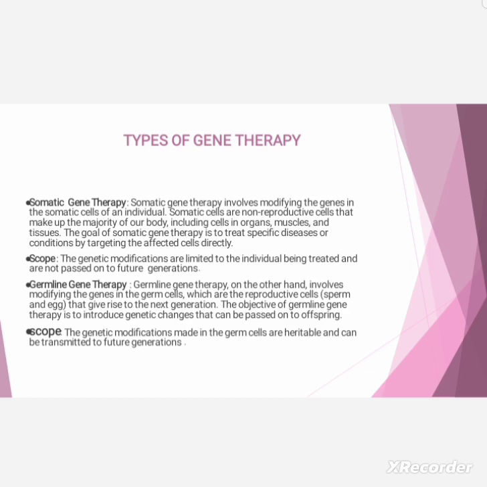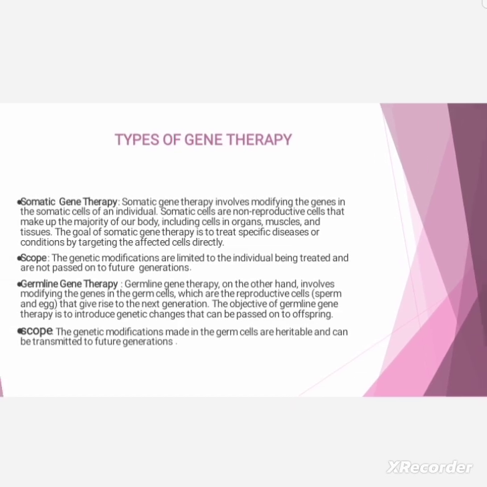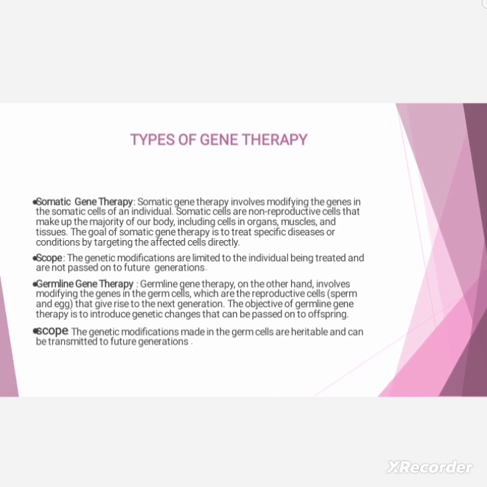Germline gene therapy, on the other hand, involves modifying genes in the germ cells, which are the reproductive cells, sperm and egg, and give rise to the next generation. The objective of germline therapy is to introduce genetic changes that can be passed on to offspring. Scope: the genetic modifications made in the germ cells are heritable and can be transmitted to future generations.